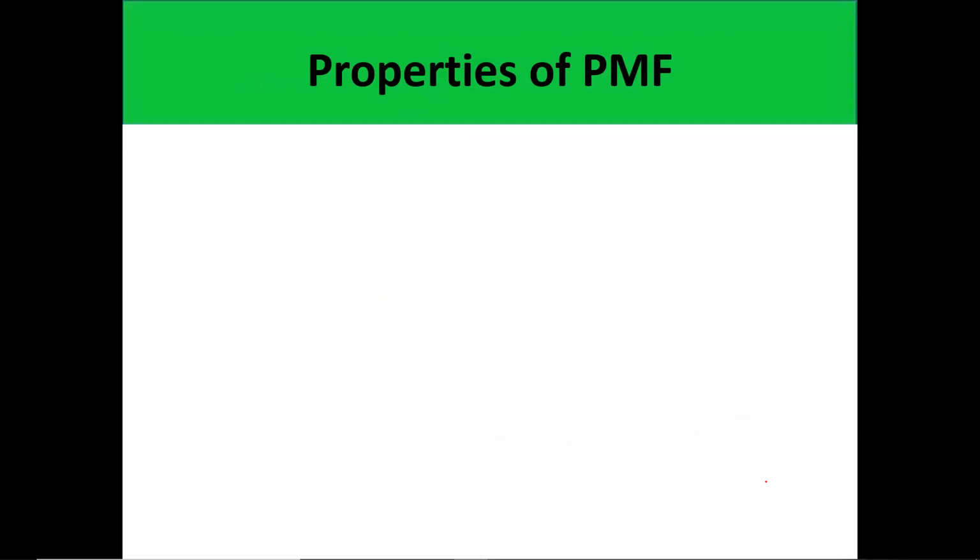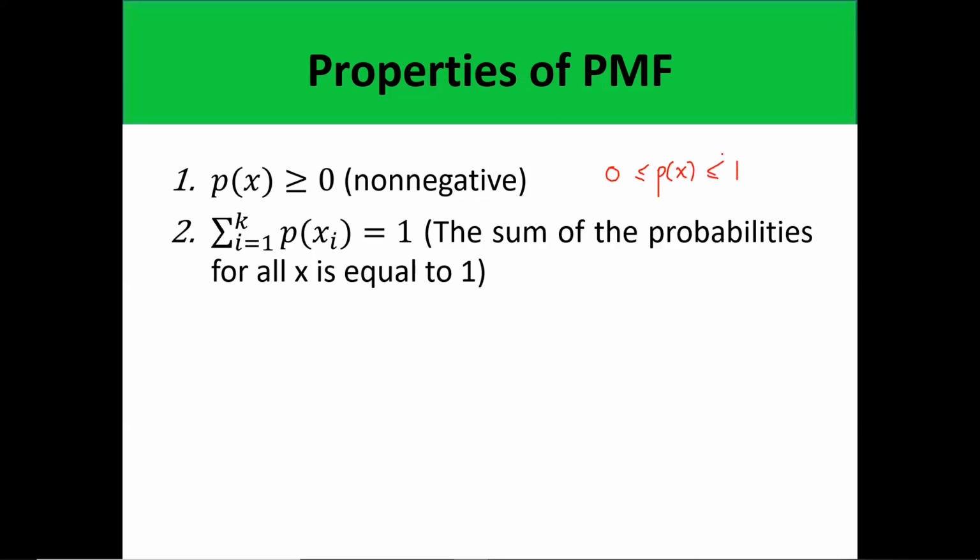So for the properties of the probability mass function, first, the probabilities are always non-negative. Actually, this is just the property of probability that it's from 0 up to 1. And second, if you get the sum of the probabilities of the probability mass function, the total will always be equal to 1. That's an important property of the probability mass function.